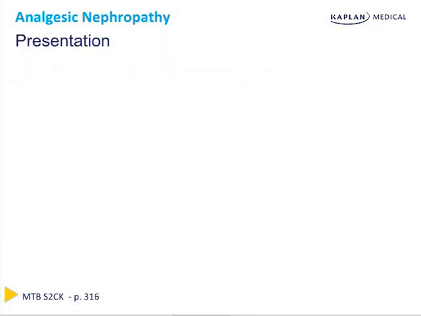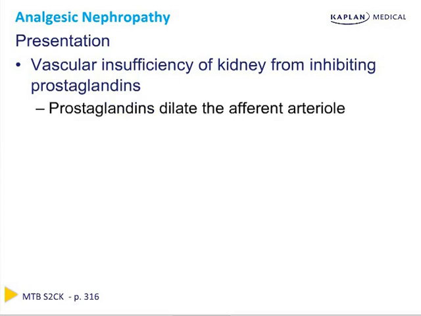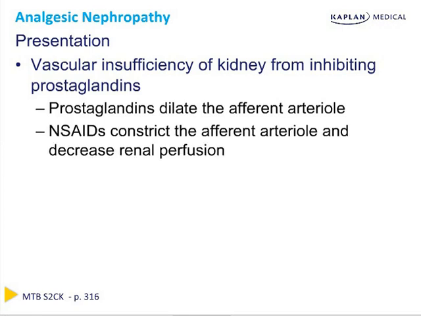The presentation you might see in a clinical vignette in a patient with analgesic nephropathy is vascular insufficiency of the kidney from inhibiting prostaglandins. Remember that the job of prostaglandins is to dilate the afferent arteriole, and NSAIDs inhibit prostaglandins, leading to constriction of the afferent arteriole. This decreases overall perfusion to the kidneys themselves.